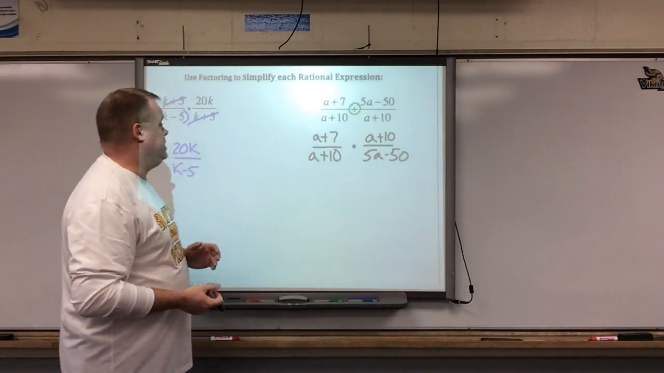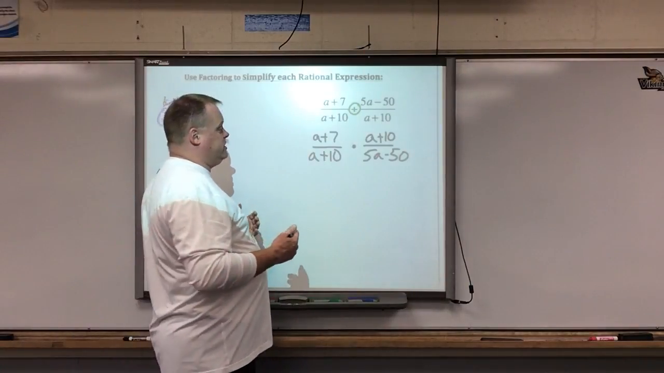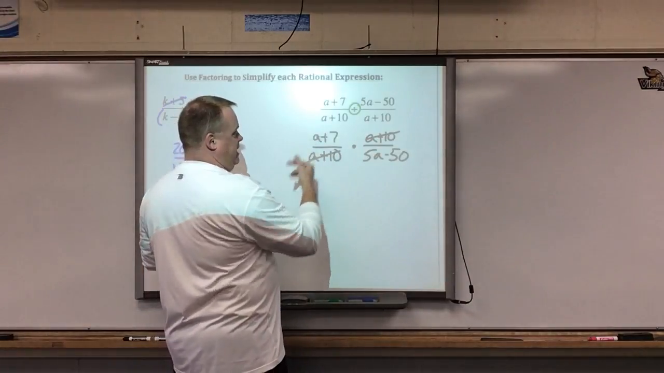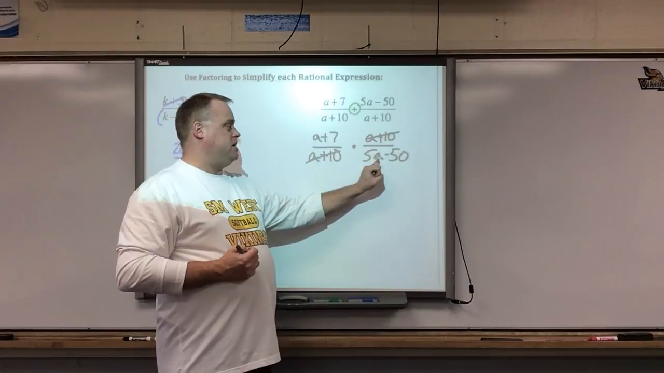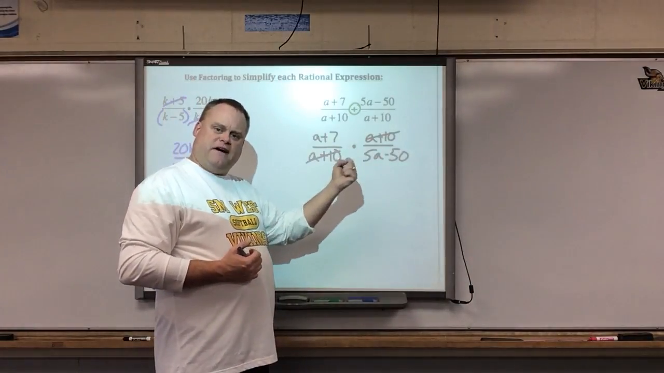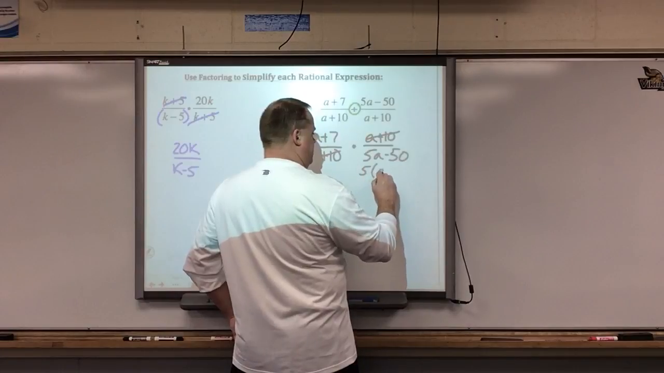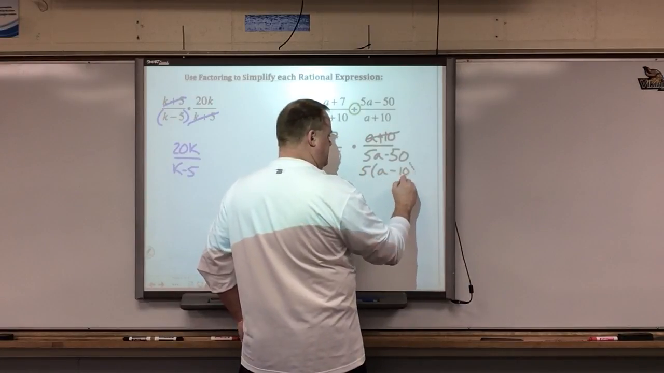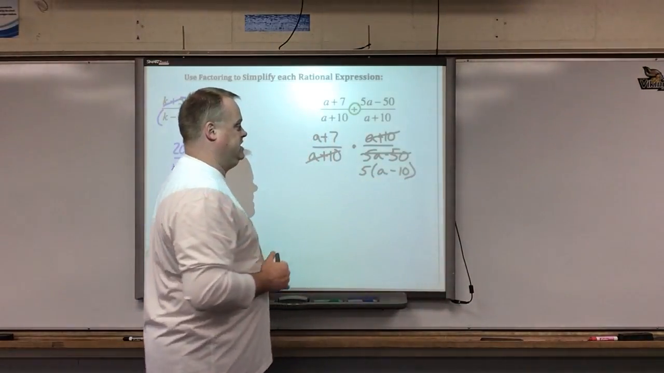Now I'm ready to continue like we just did right over here. All right, so as I look at this, the a plus 10 and the a plus 10 can cancel out, and I have a plus 7 over 5a minus 50. Well, 5a minus 50 can be factored. I can pull a 5 out of those. Really I can pull a 5 out, and that's going to be a minus 10. And so really 5a minus 50 becomes 5 outside of a minus 10.